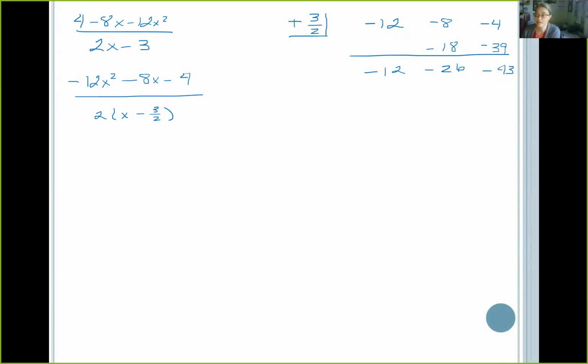So we have to be a little careful here, because what we did was divide just by the x minus 3/2. So what we've really done is not address this 2 yet, right? So what we've said is that negative 12x squared minus 8x minus 4 can be rewritten as 2 times x minus 3/2 times negative 12x minus 26, but I've got a remainder, so that's going to be minus. Okay, let's do this a little different.